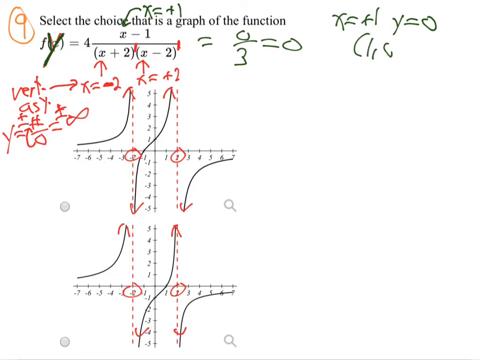So that means the point over 1 up 0 has to be on the graph. That's the x-intercept point, isn't it? So that'll help. Which of these have the point over 1 up 0? Over 1 up 0? No. Over 1 up 0? Yes. That one looks good so far.